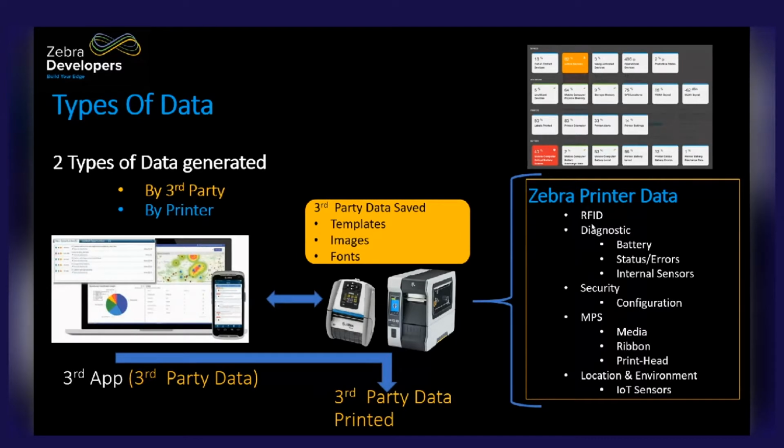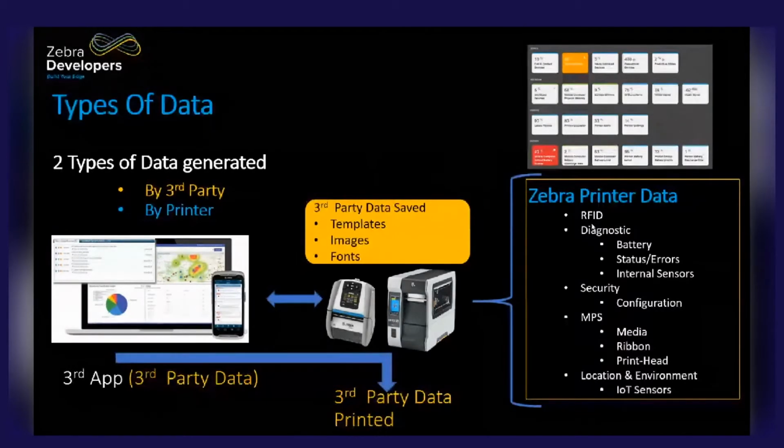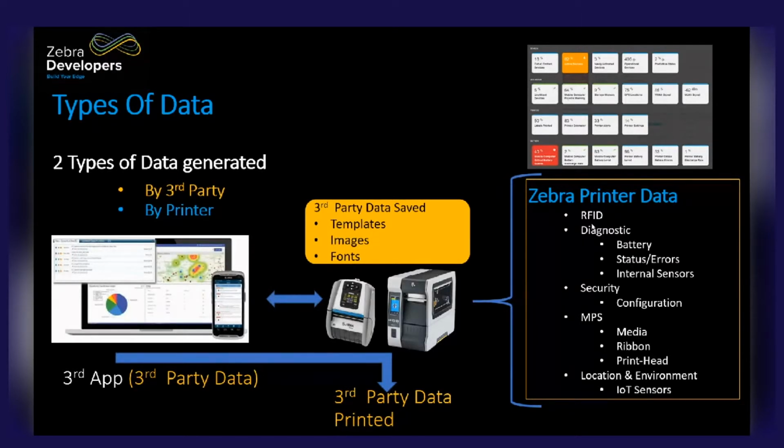Also, we have the security data. For security data, we are talking about configuration, which we will review in detail in the next slides. After that, we have the MPS. MPS stands for Managed Print Services, and covers mainly media, ribbon, and printhead, which are the consumables of any Zebra printer. And the last important data is the location and environmental data through the IoT sensors.